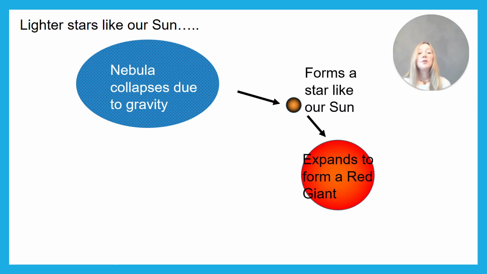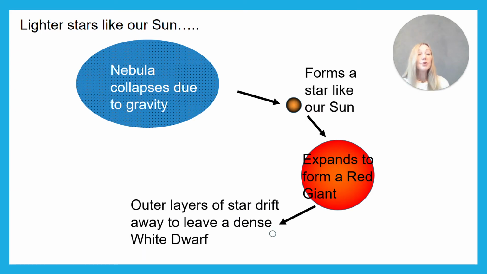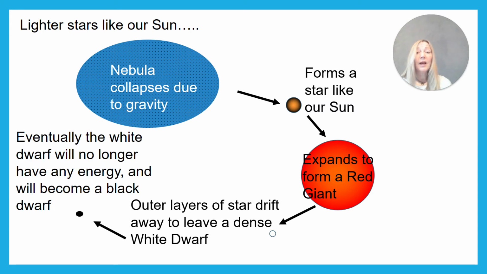Now what happens when fusion starts to run out? Eventually we'll run out of hydrogen, and our Sun will start to expand and become a red giant. In fact, when this happens to our Sun, it will expand and encompass Mercury and Venus and Earth. And once that happens, the outer layer will start to drift off, and what's left is a very, very hot core which will still shine, and we call this a white dwarf. Eventually that white dwarf will run out of energy, and so it will stop shining, and it will become a black dwarf.